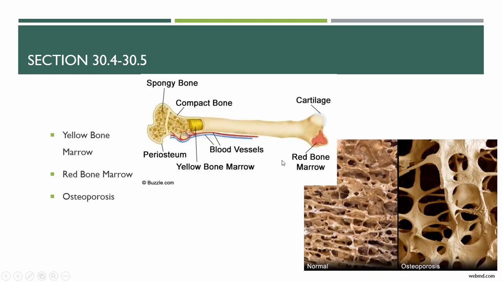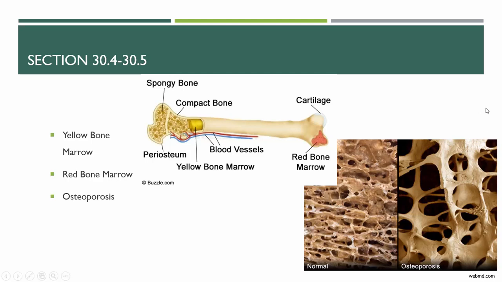Spongy bone houses our red bone marrow, as you can see here. The gaps that you see here in the spongy bone, this is what healthy spongy bone looks like, by the way. The gaps that you see in healthy spongy bone provide places for our bodies to grow new red blood cells.